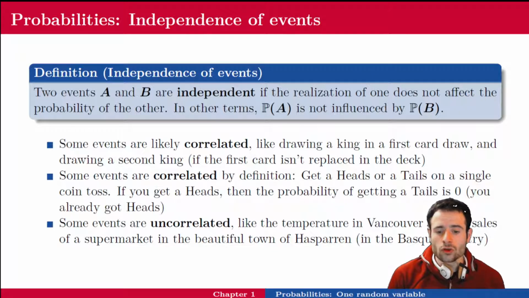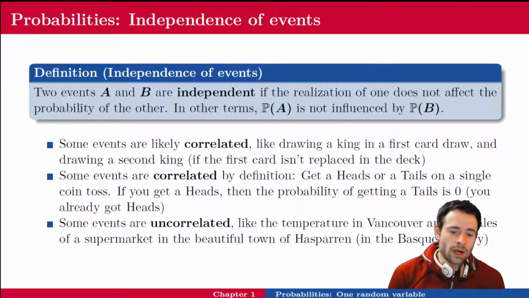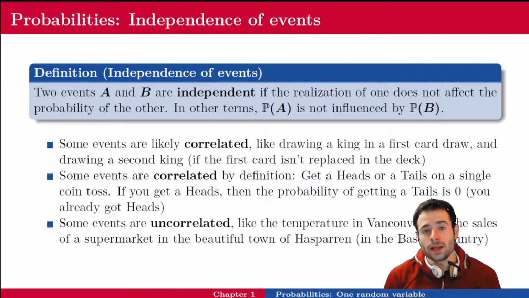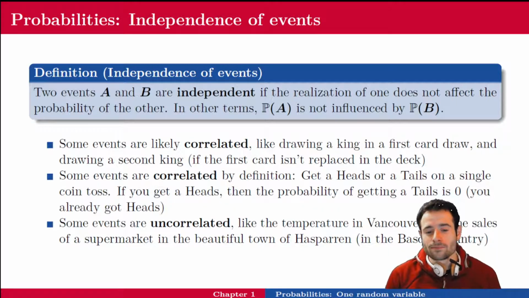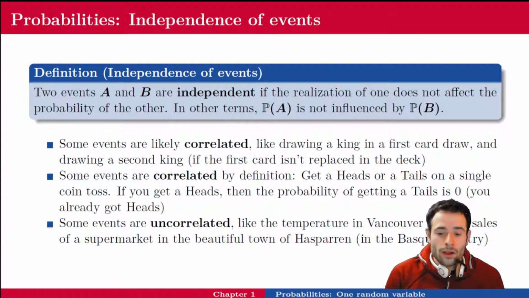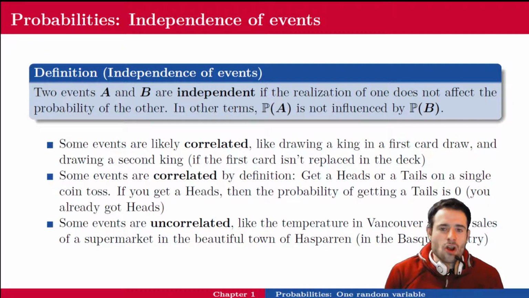Other events are totally uncorrelated. Think about the temperature in Vancouver and the sales of a supermarket in the beautiful town of Asparin, which is where I am right now. Feel free to type it on Google Maps to get an idea of where it is. Well, the temperature in Vancouver right now is rather cold, I heard. And it's pretty unlikely that the temperature in Vancouver will affect the sales that my local supermarket makes every day.